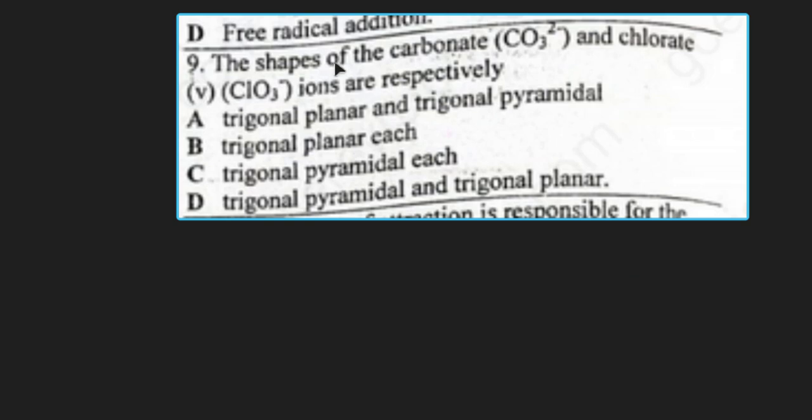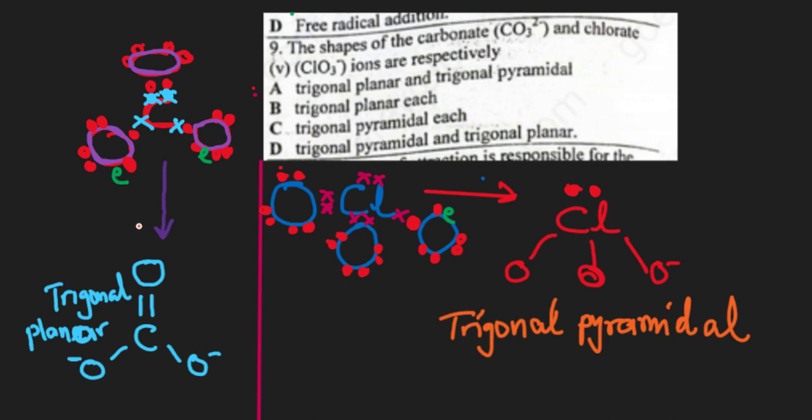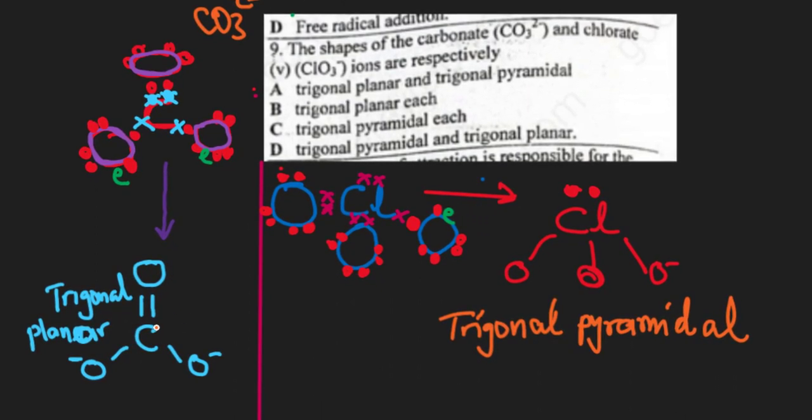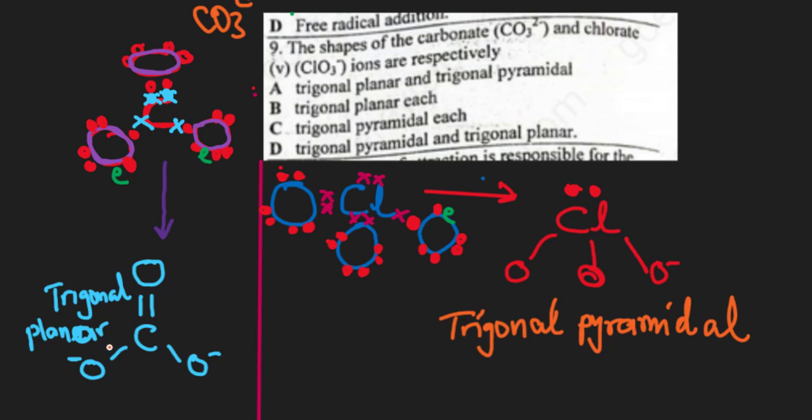Question number 9. The shapes of the carbonate and chlorate ions are respectively. So let's try to analyze the structures and shapes. From the structures, we can draw their dot and cross diagrams of the carbonate. Since it is carbonate, it means that it receives 2 electrons, and these are the 2 electrons that are here. For the dot and cross diagram, we have this. Now the structure becomes this, where there is no lone pair on the carbon atom, and as a result there is even repulsion between the bonded pairs, giving rise to a trigonal planar shape.